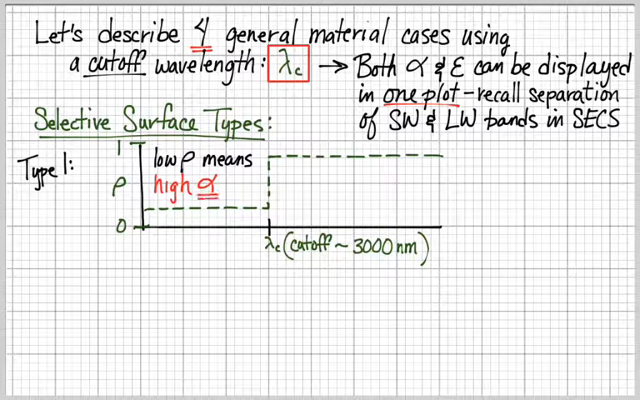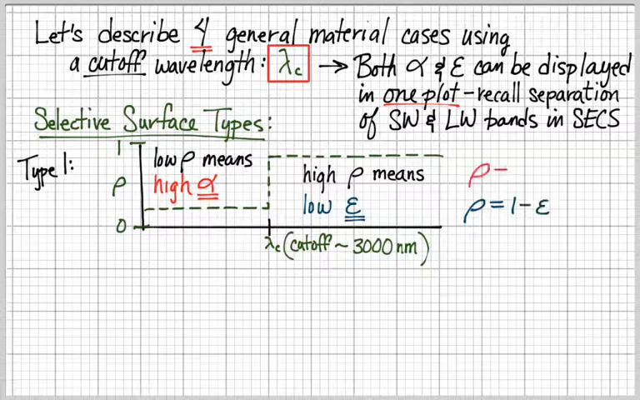A low reflectance in the shortwave band means a high alpha in the shortwave band. It means it's going to absorb that solar light, that solar radiation, very well. Meanwhile, the high rho in the long wave band means it's going to have a low emittance. It's not going to glow with long wave light very effectively.